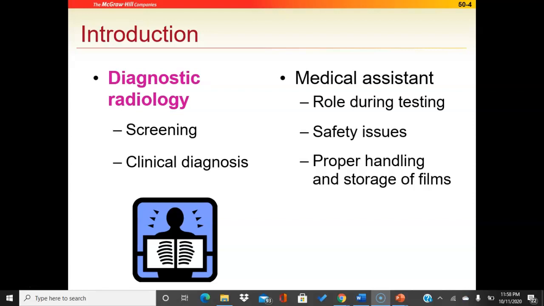If somebody comes in with a cough and a fever, and we want to check for pneumonia, we'll do a chest x-ray. Somebody comes in and falls down and has intense pain and bruising and swelling in an area, we need to check for a fracture. So we can use it for clinical diagnostic purposes as well.